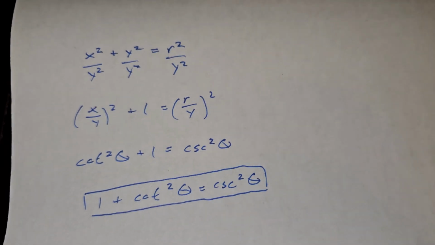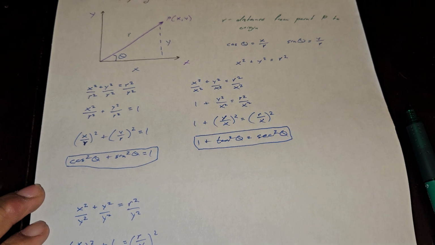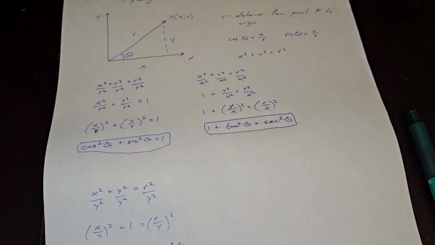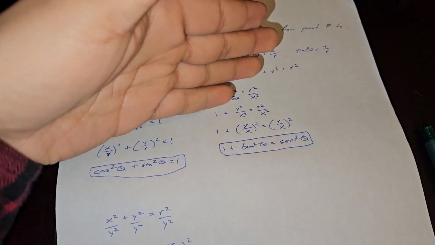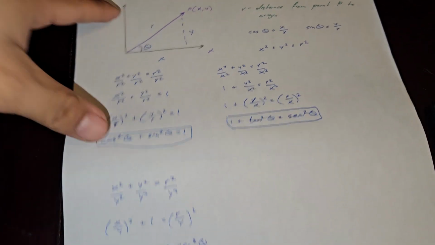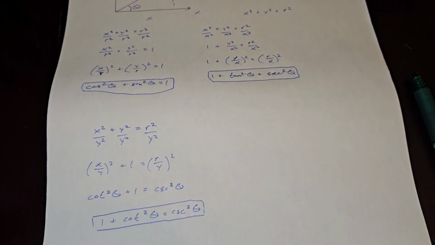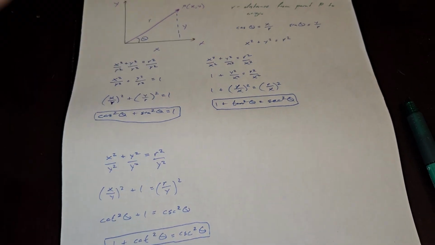So that is how we can memorize these. If we forgot, we can just do this computation from the graph right here, using the definitions of sine and cosine. That's how we can compute them. And there we go, we have our three trigonometric identities.